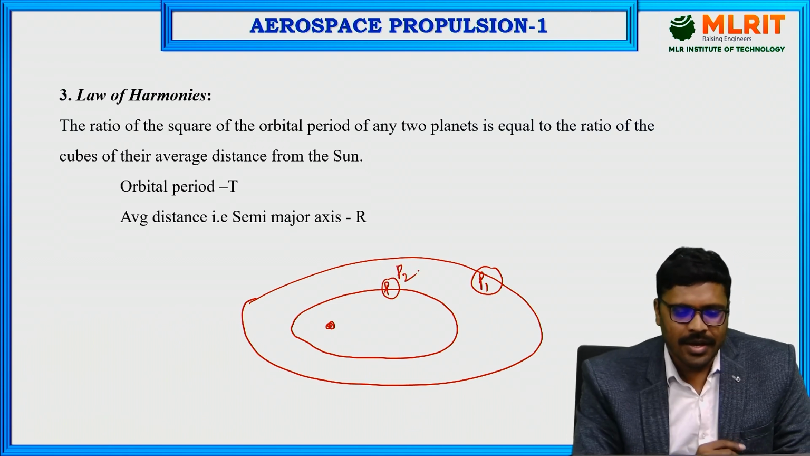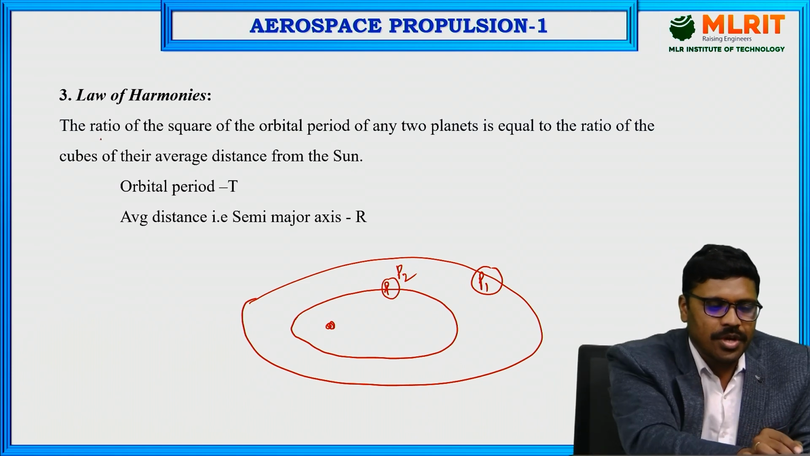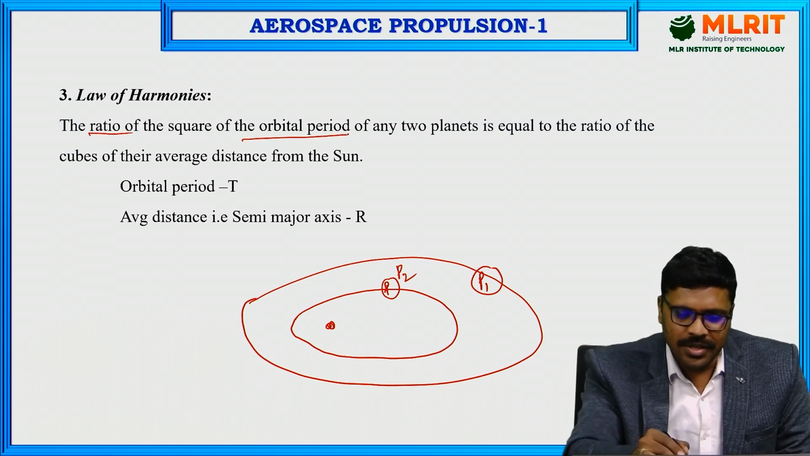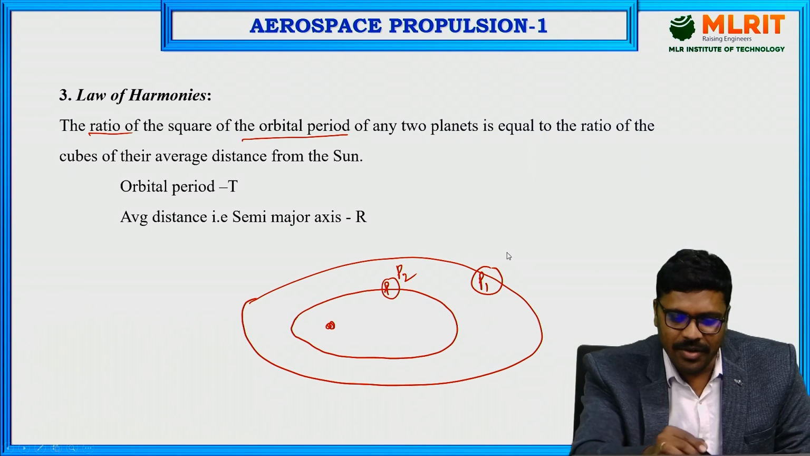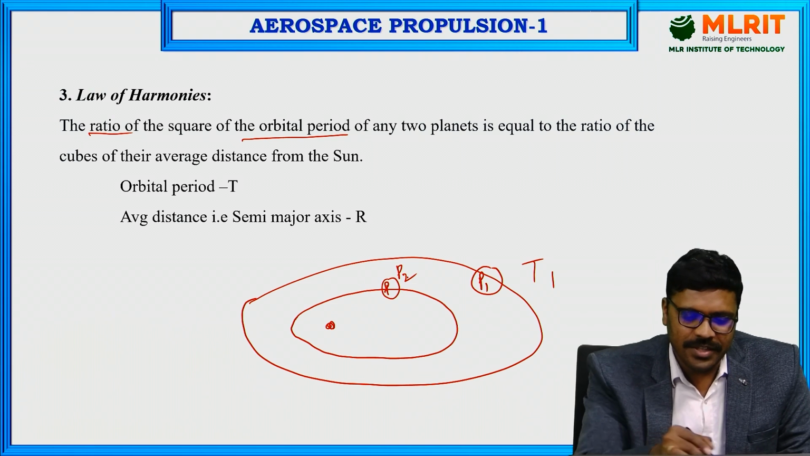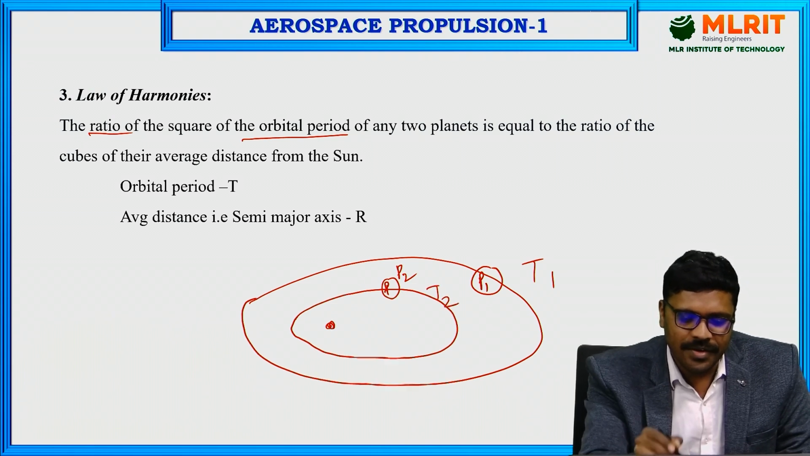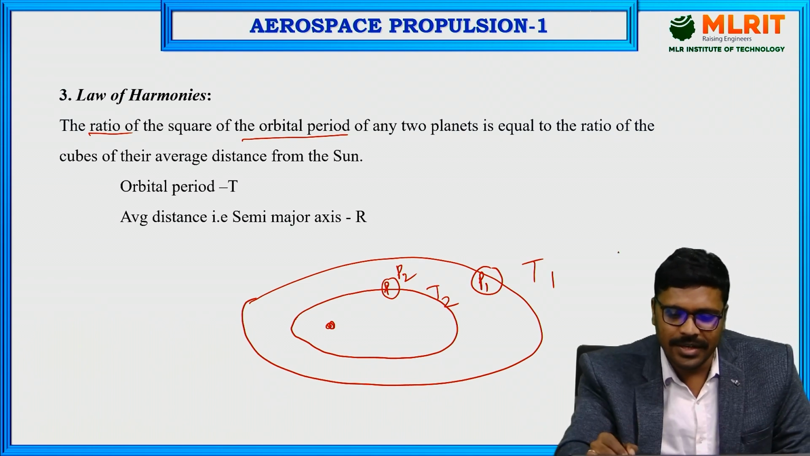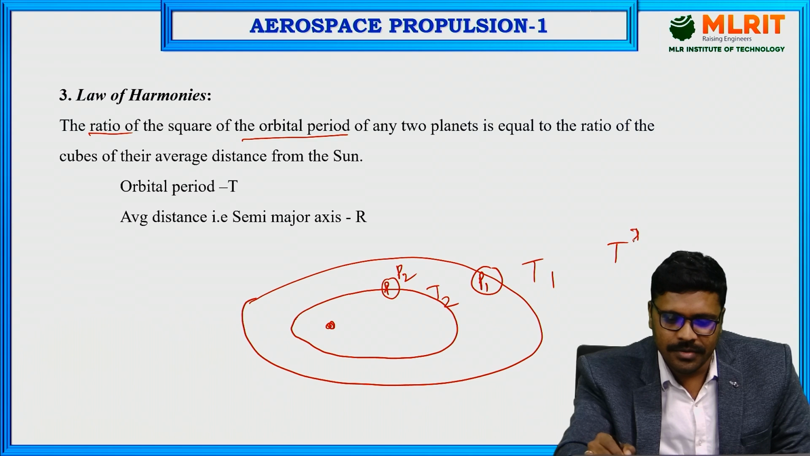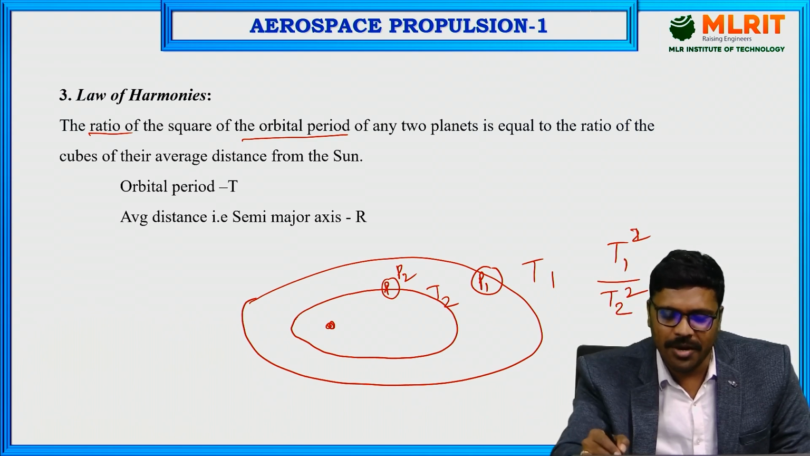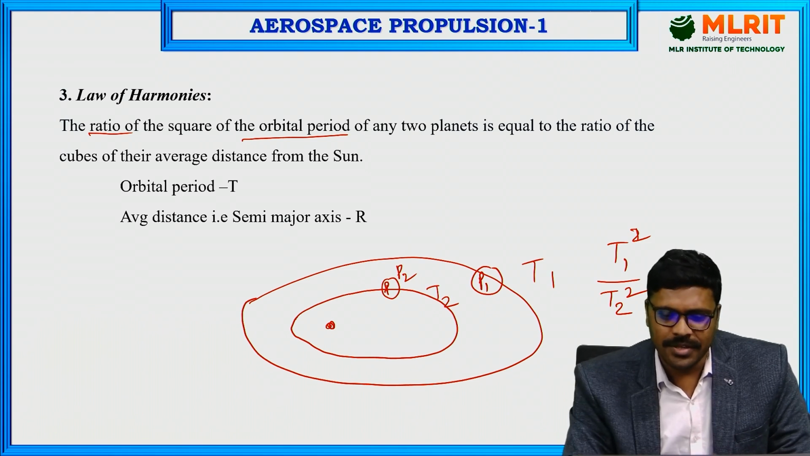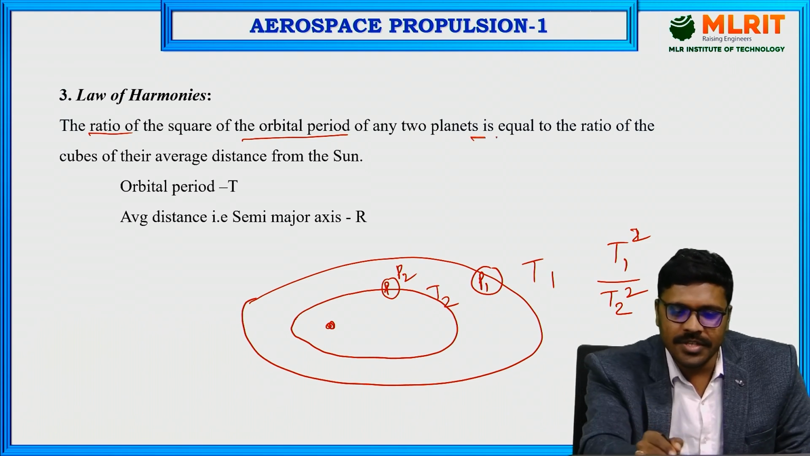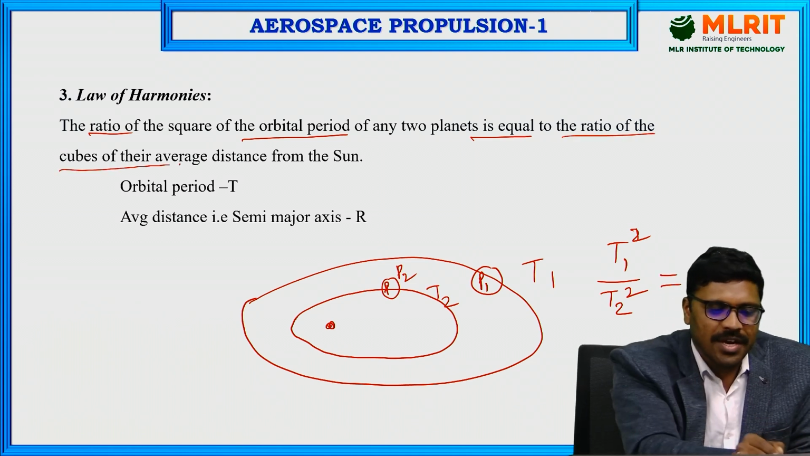P2. According to the law of harmonies, take planet 1, which will revolve around in the orbit in a time T1 for one revolution, and planet 2 will take a time period of T2. So the ratio of the squares of the orbital periods, that is T1 square divided by T2 square, is equal to the ratio of the cubes of the average distance from the sun.